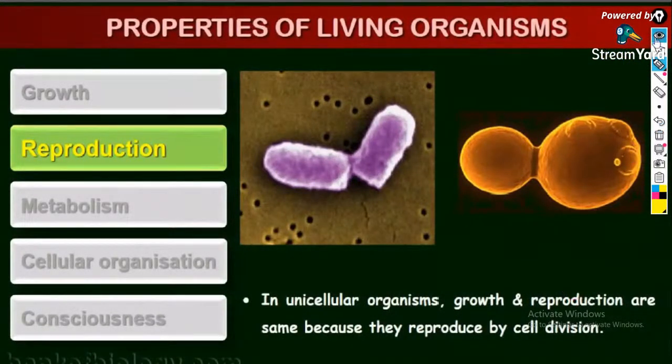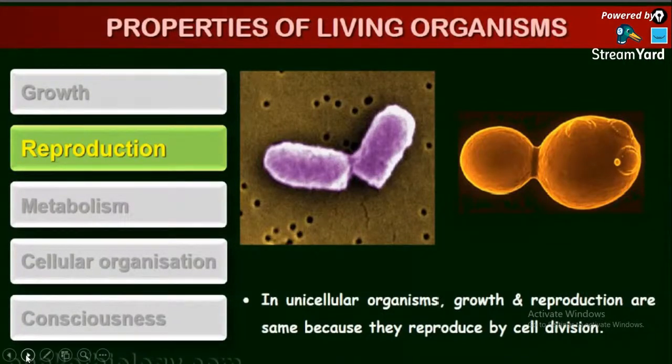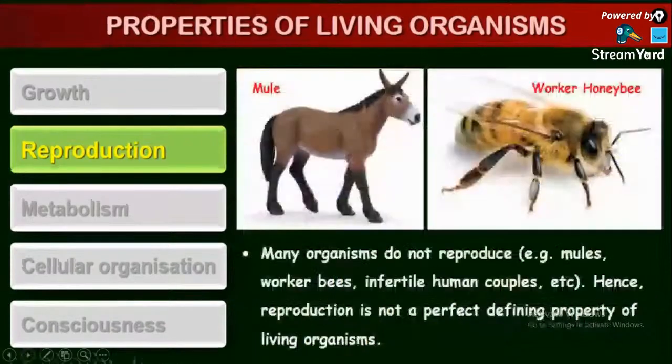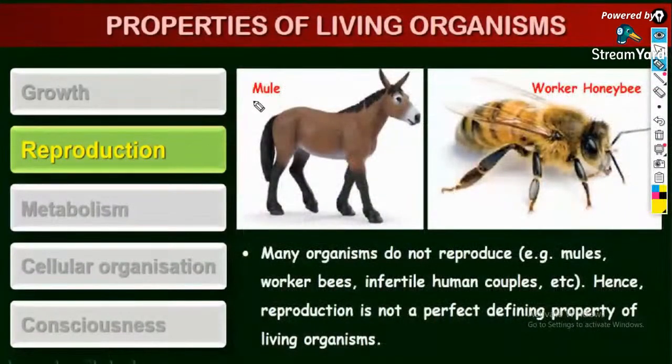So amoeba and all the parent cells in unicellular organisms are immortal. We have discussed this. Look, this is a mule. We also discussed the worker honeybee. Can everybody see the picture on the screen of a mule and a worker honeybee?